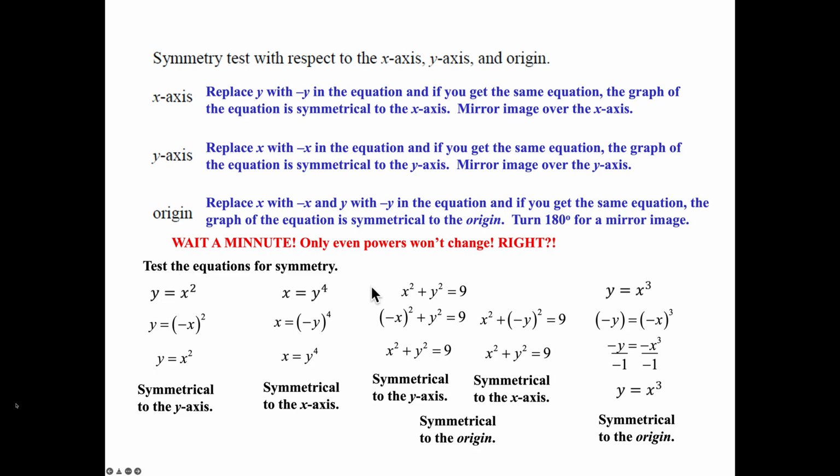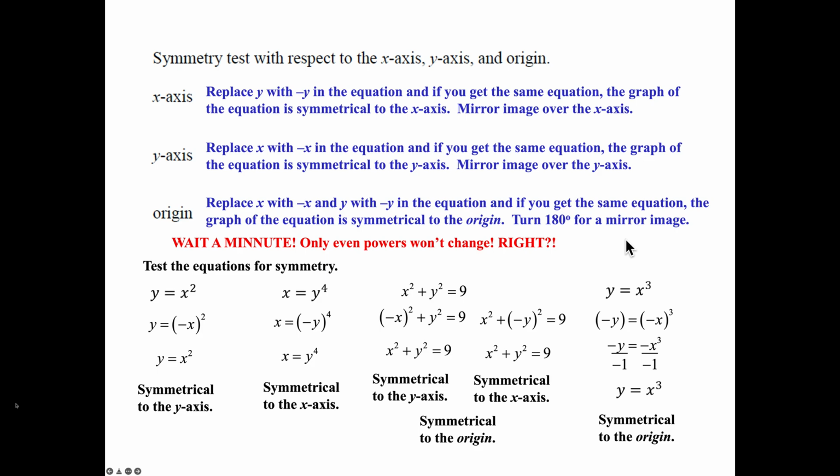So even powers, test individual x, individual y. If both x is squared and y is squared, or both x and y are raised to even powers, it will be all three. If I got all odd powers, origin only. All right? So there's my test for symmetry.